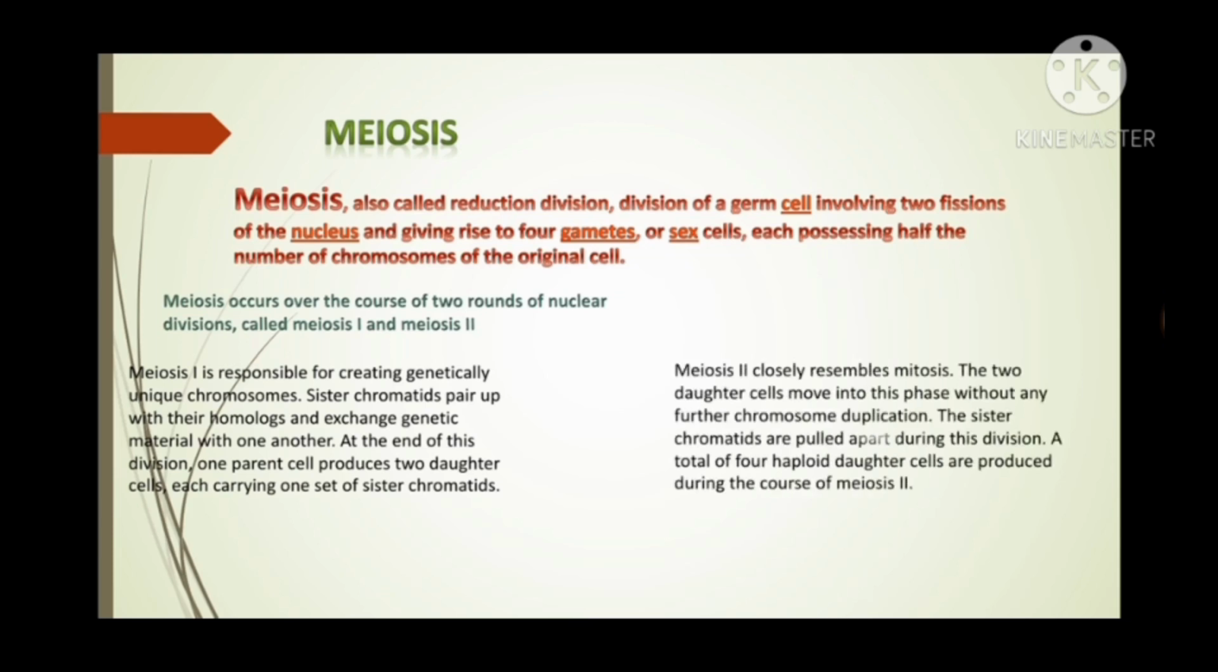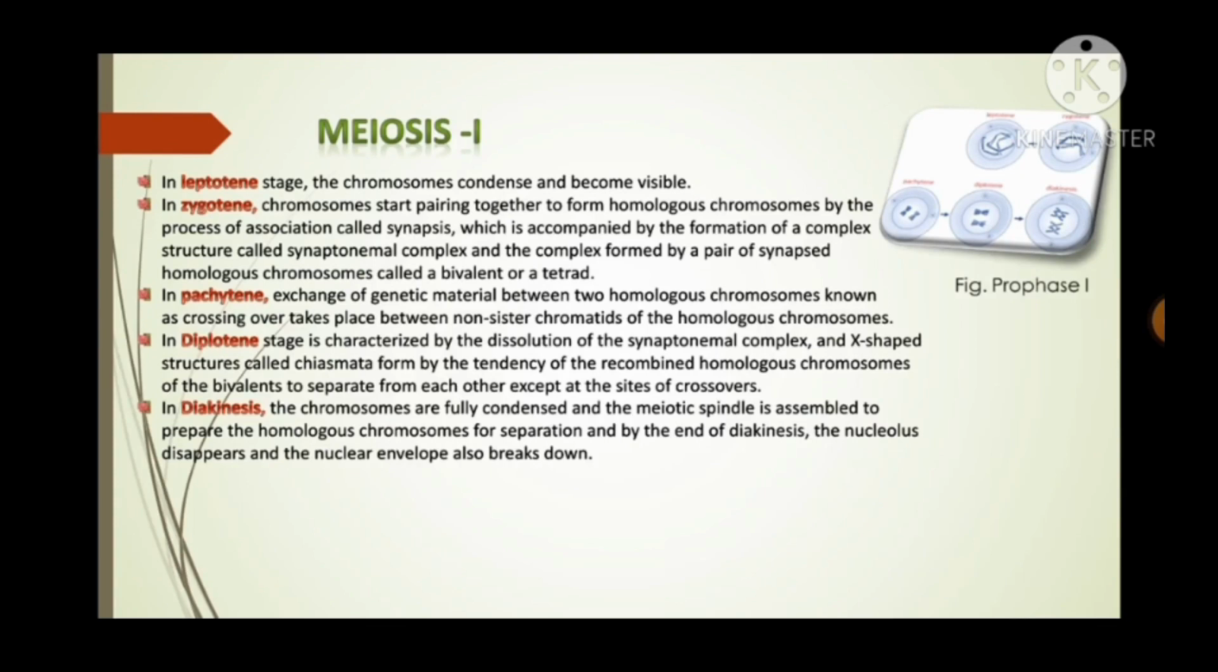And children, at the end of meiosis 2, 4 haploid cells are formed. So basically meiosis 1 includes all the same processes as in the case of mitosis, right? And it includes prophase, metaphase, anaphase and telophase in both meiosis 1 and meiosis 2. So let us look at meiosis 1. Children, because this reduces the number of chromosomes from diploid to haploid, meiosis is known as heterotypic division, right?